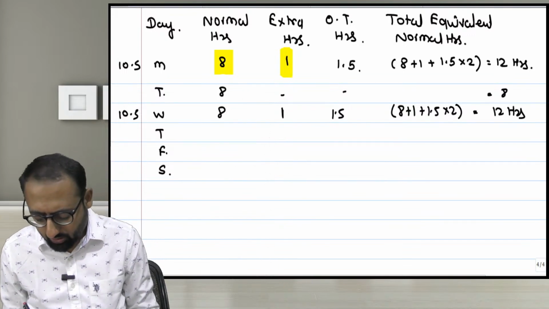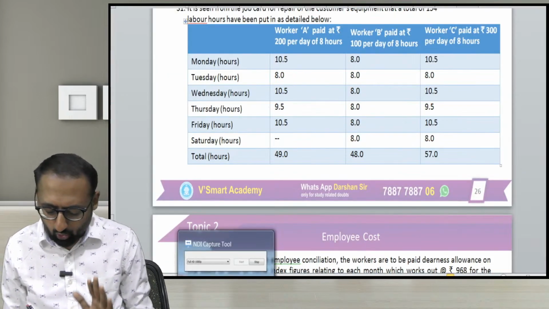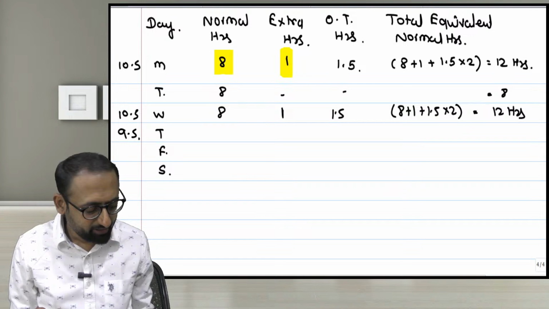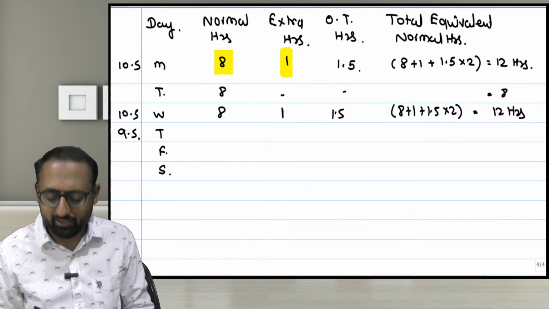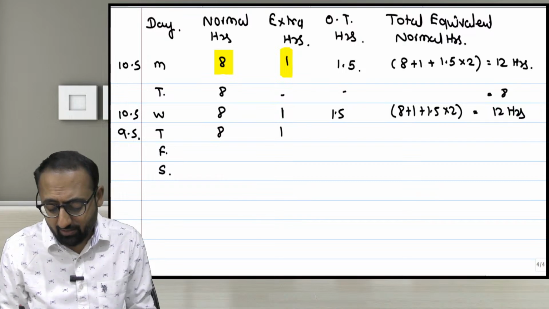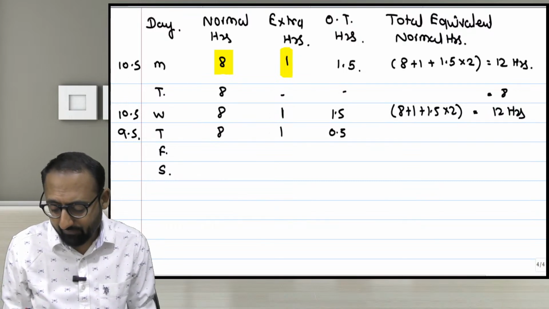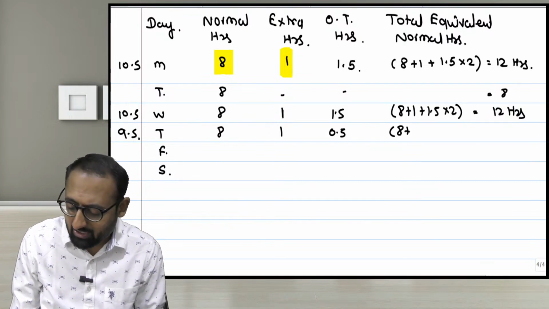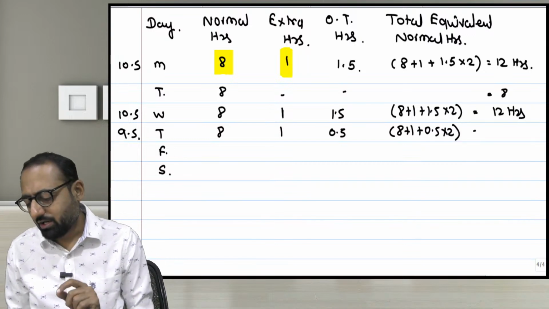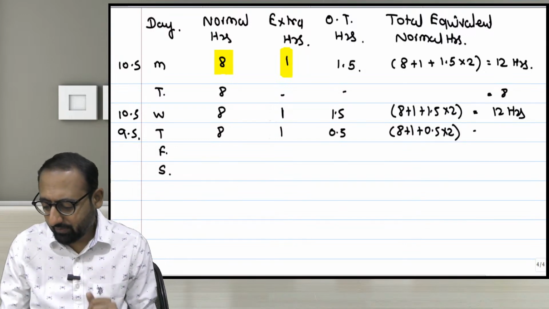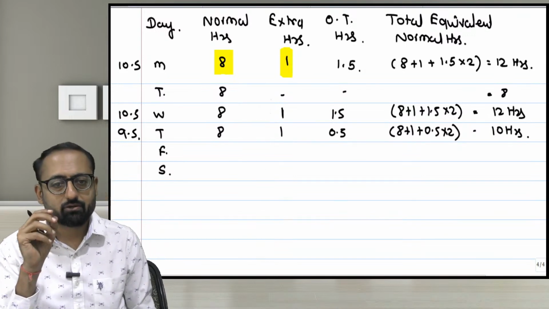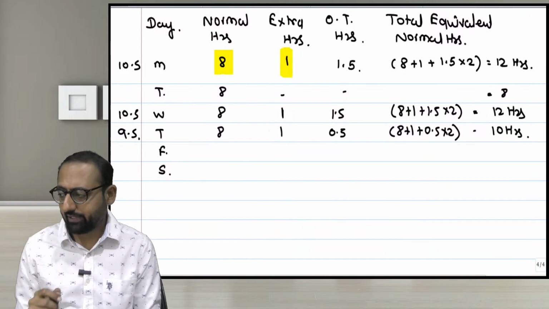Now, on Thursday, a total of 9.5 hours is worked by you. Very interesting, very important. So how can we check that? 8 hours will be the normal, 1 hour will be the extra, and overtime hours will be 0.5. Now, 8 plus 1 plus 0.5 multiplied by 2, that is 1, plus 1, plus 8. Total 10 hours will be the normal payment you will get.